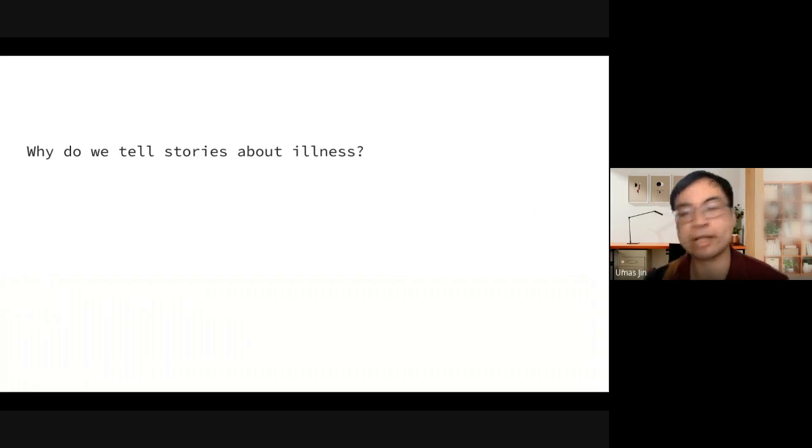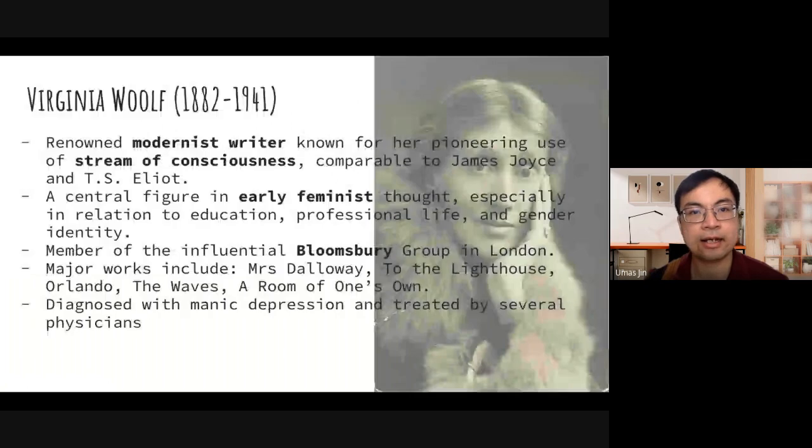Before we get into our topic today, I'd like you to think about why we tell stories about illness. So keep that in mind, and we can have a discussion later on. Today we'll be looking at Virginia Woolf and medical humanities. So let's start with Woolf, the author.